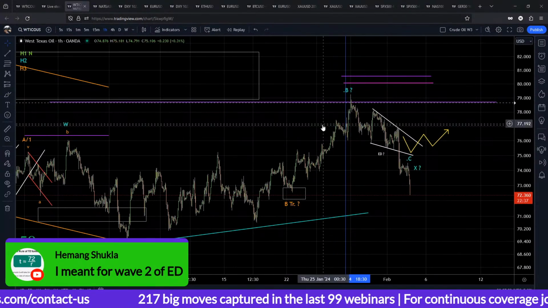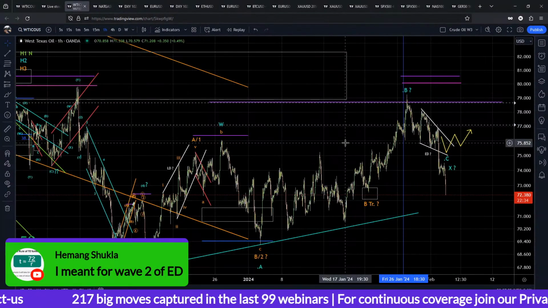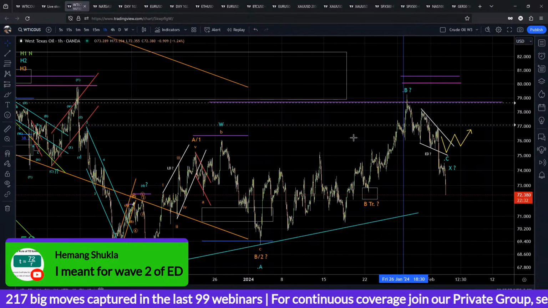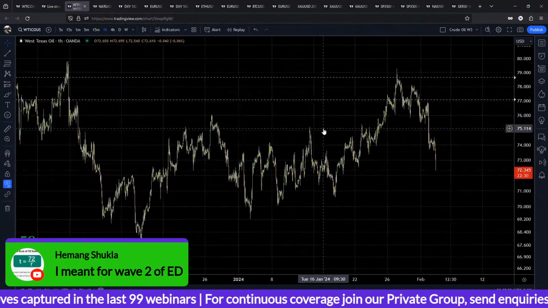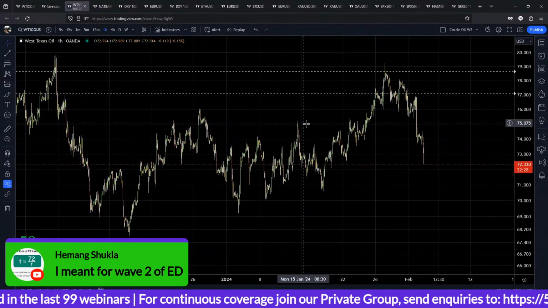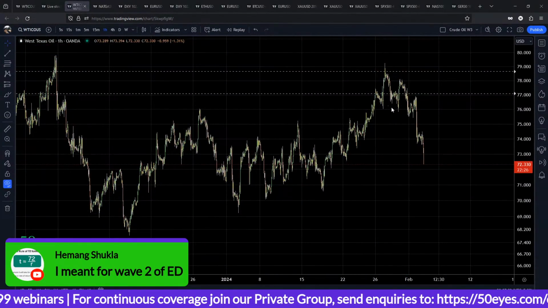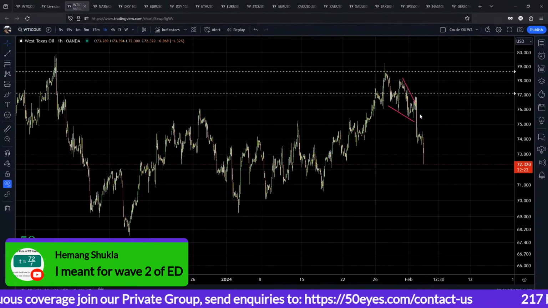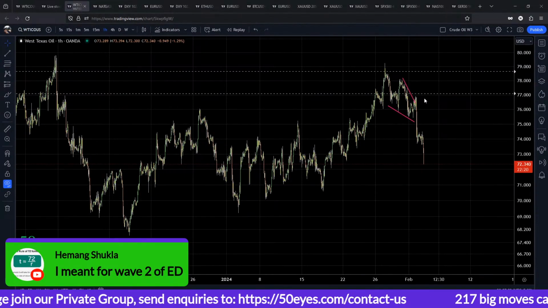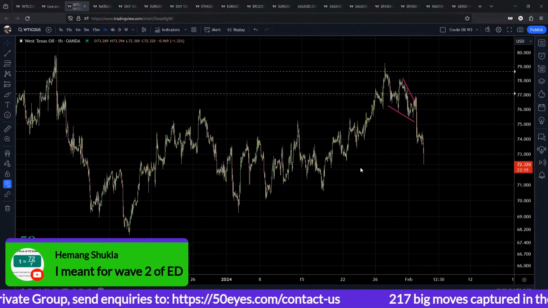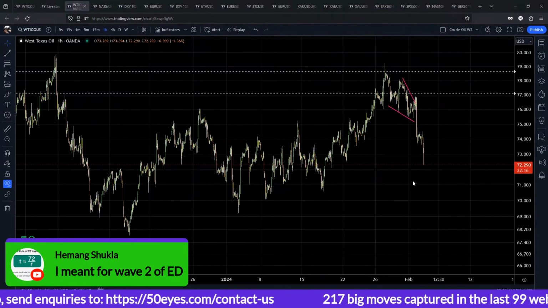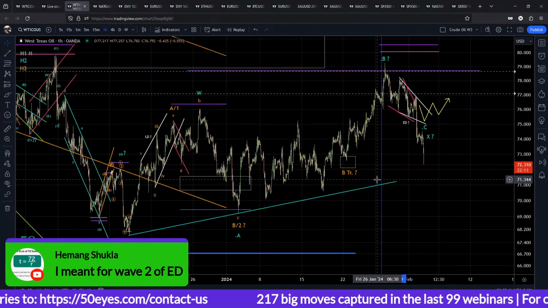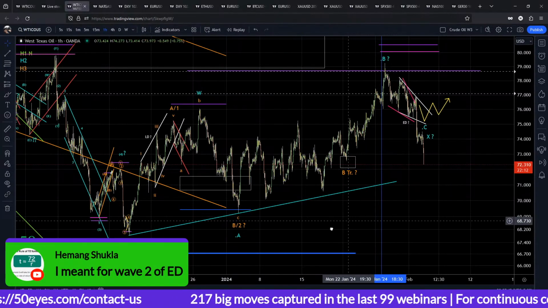However, things are not really simple afterwards. For instance, I was expecting this structure to be a diagonal here. And once this diagonal was complete, then some upside movement was expected, but on this chart, something completely else is playing out, right? So here's my updated outlook.